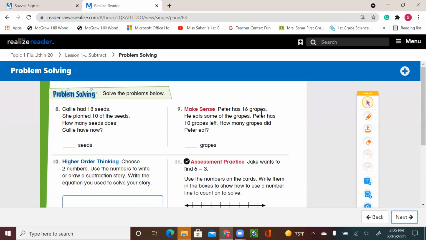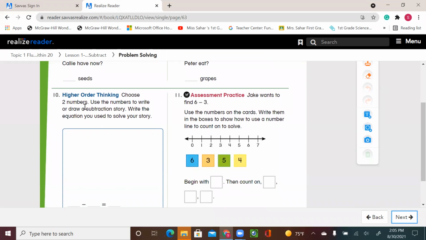Number 9 makes sense. Peter has 13 grapes. He eats some of the grapes. Peter has 10 grapes left. How many grapes did Peter eat? Remember, in total he has 13. He was eating some, but we don't know how many he ate. And then after that, he found out that he has 10. So what we're going to do is say 13 take away 10. And what's left is the grapes that Peter has with him now. So again, you're going to use your number line, or you can draw circles and X them, or you can use counters.